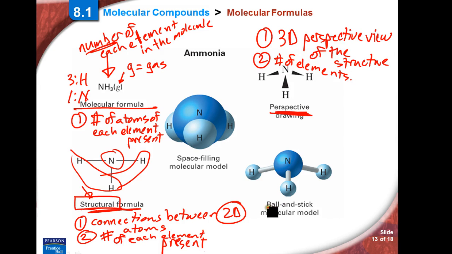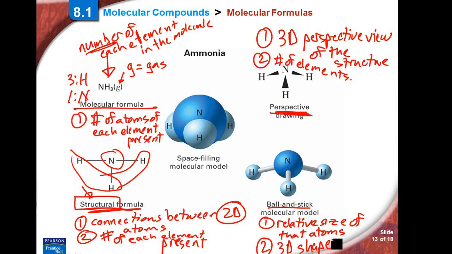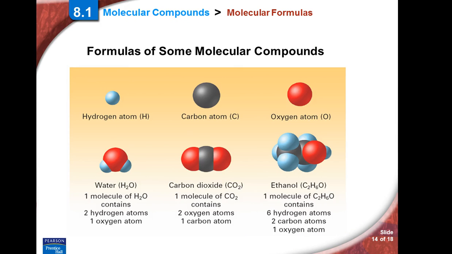All right, now, third one, ball and stick. This shows us a couple of things. This shows us the relative size of the atoms. And the second thing it shows us is kind of the three-dimensional shape, which is similar to what we see up here. So a better way of writing this is not as perspective view, but 3D shape of the structure.